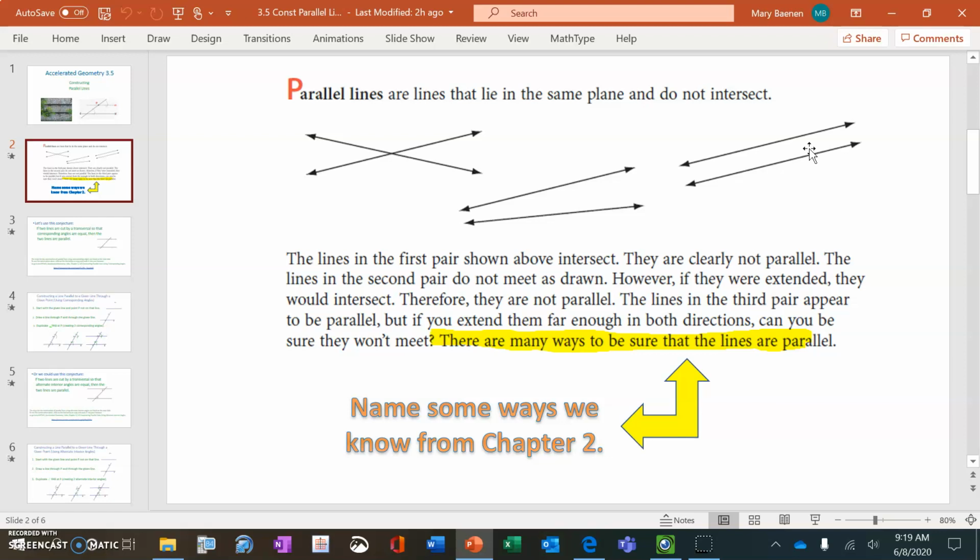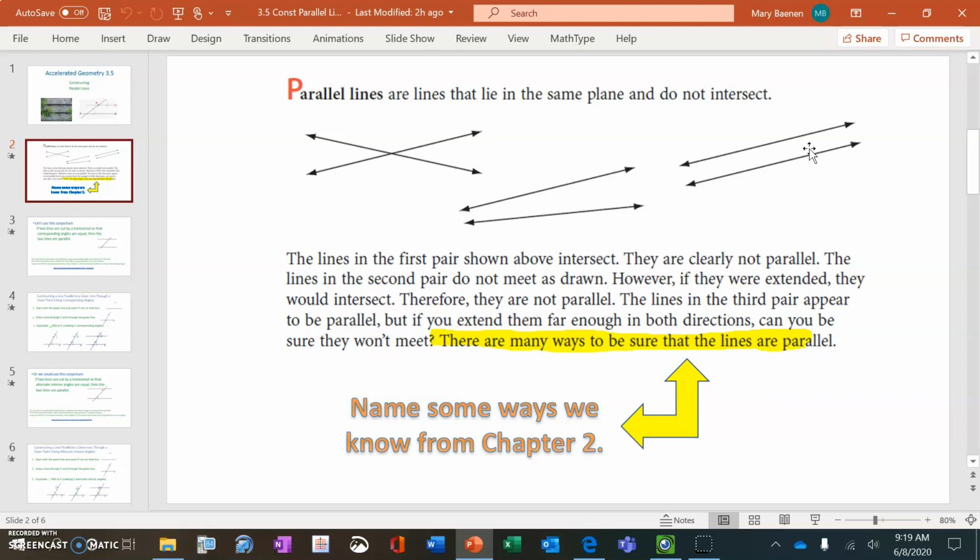And then it says, there are many ways to be sure that lines are parallel. And we learned some ways to do that in chapter 2. So we had, if corresponding angles are equal when two lines are cut by a transversal, then we know that the lines are parallel. If we have alternate interior angles that are equal, then the lines will be parallel.